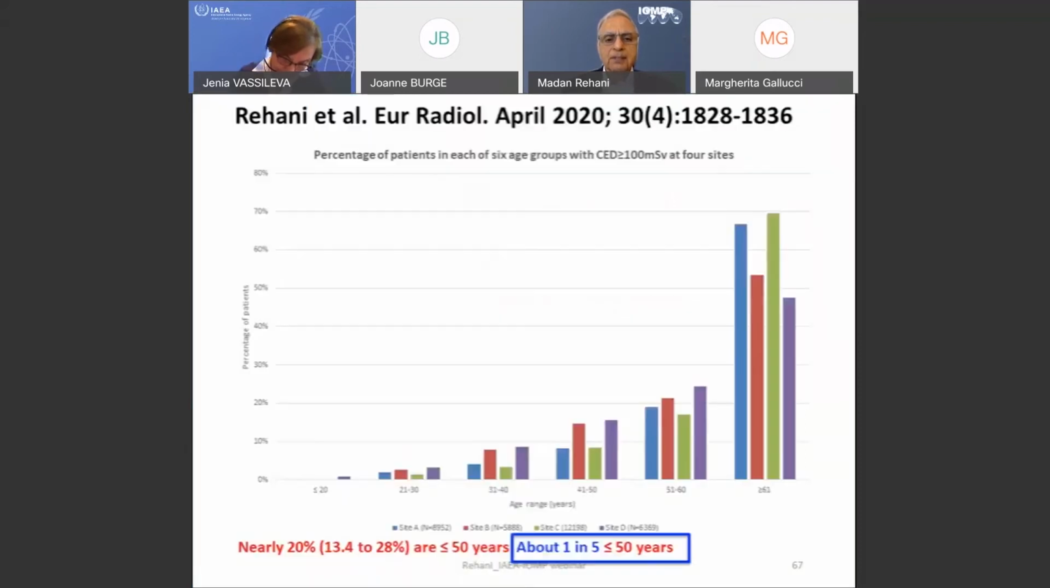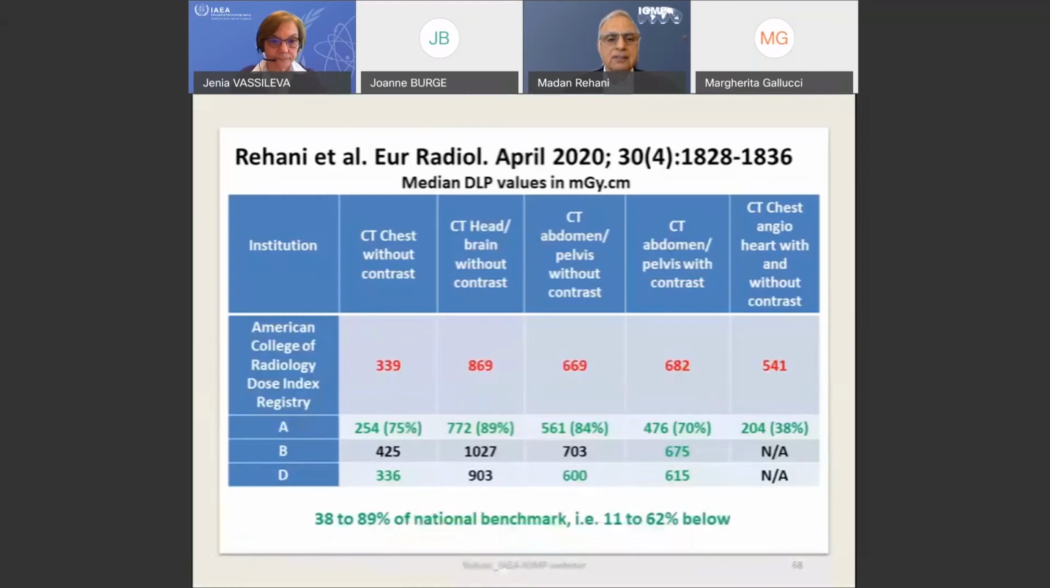Appropriateness criteria may not have been used. So we studied everything. For example, this is the data from that large study of 2.5 million. We found that nearly 20% of the patients were below 50 years of age. So practically 1 in every 5 patients is below 50 years of age. The range was 13.4 to 28% in different centers.